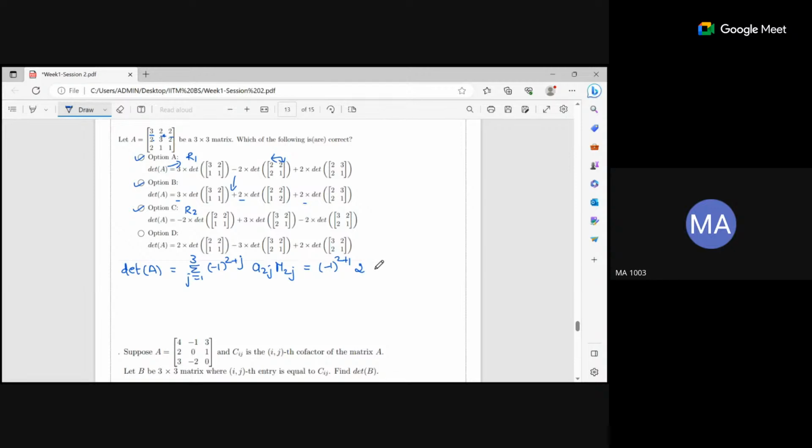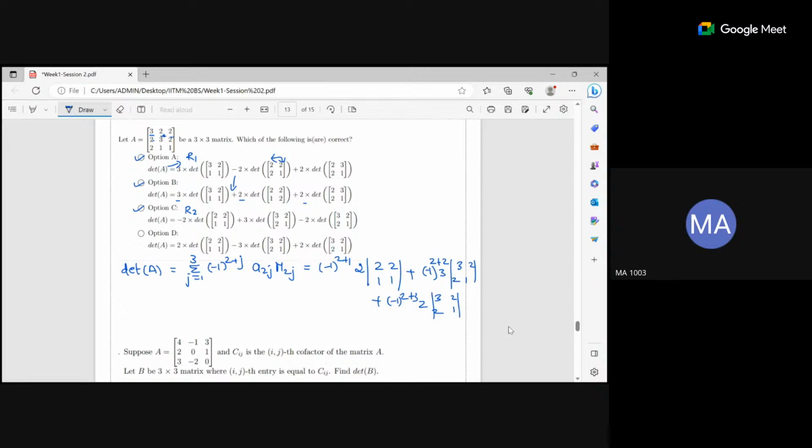Right? And then plus minus 1 power 2 plus 2 A22. What is your A22? A22 is 3. So let's write 3 here. And then determinant of 3 to 2, 1. Alright. And then plus minus 1 power 2 plus 3. Your A23 is 2. And then determinant of 3 to 2, 1. Is that clear now? Yeah, okay, ma'am. Thank you.